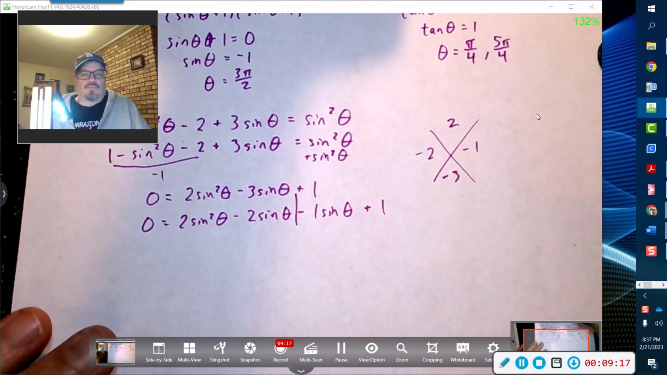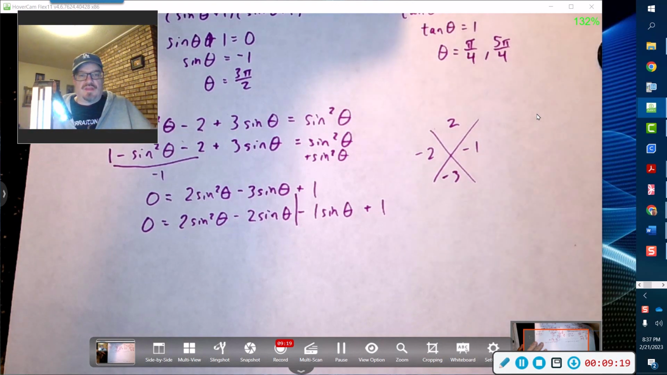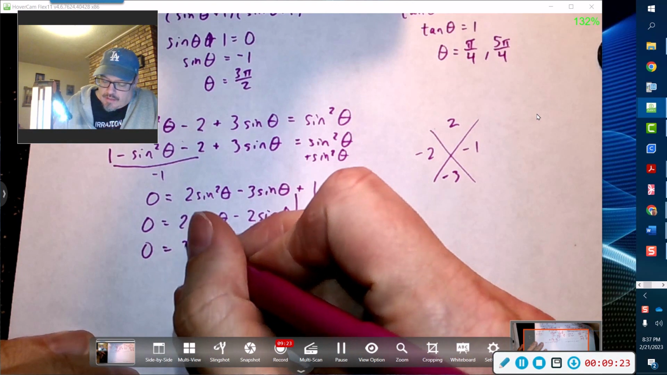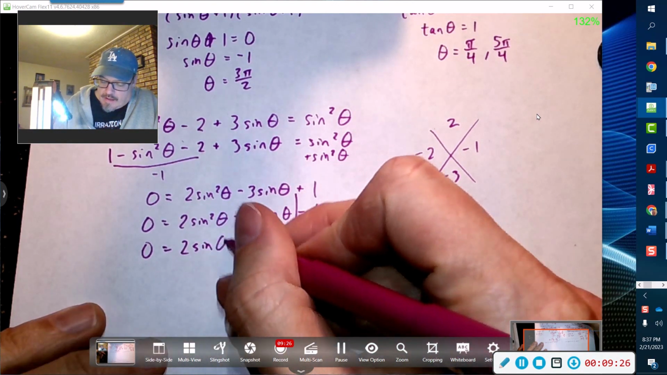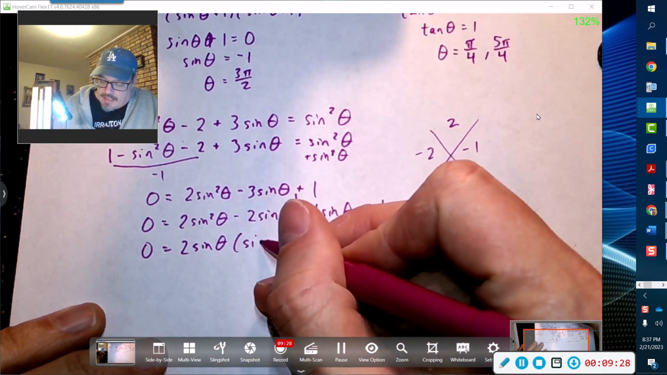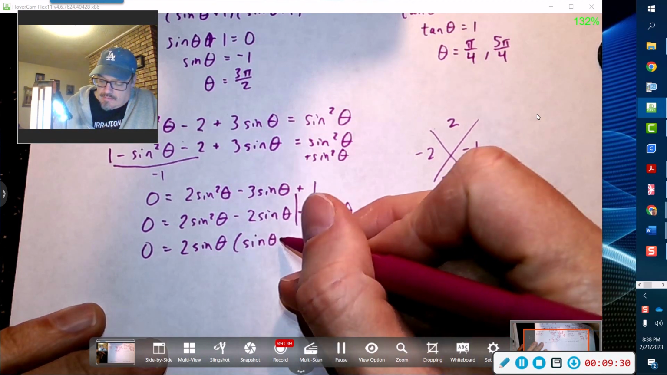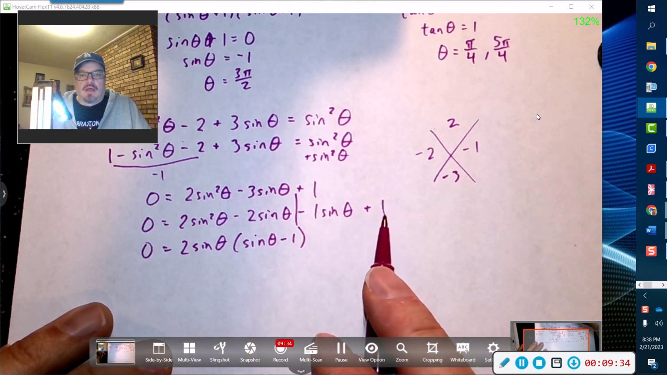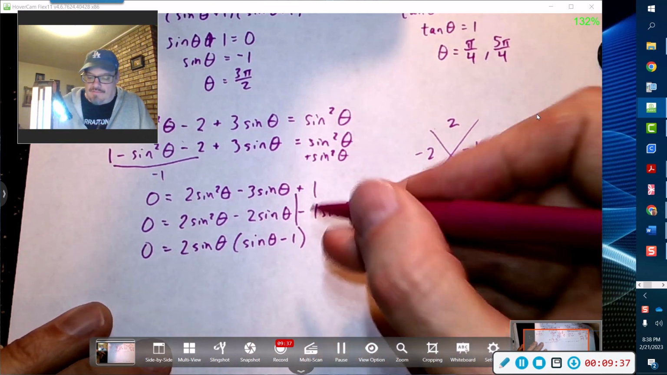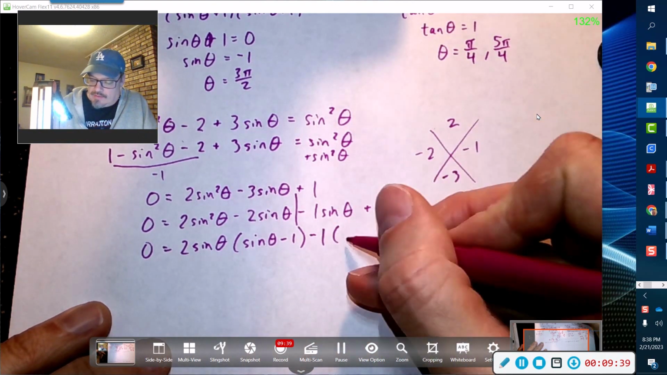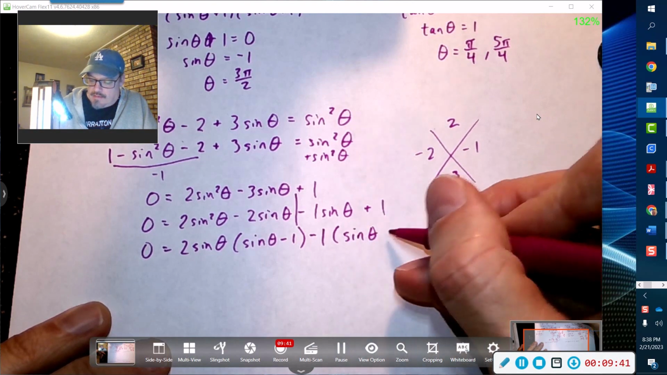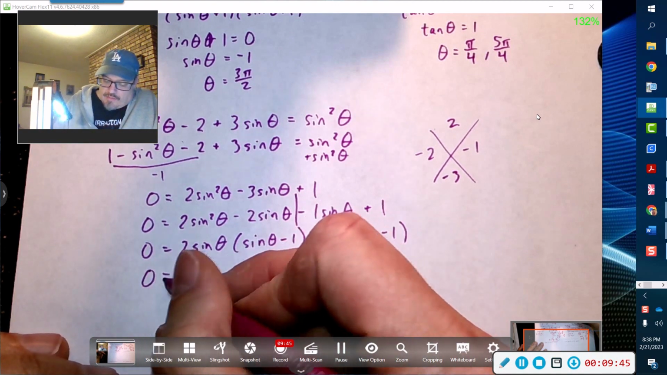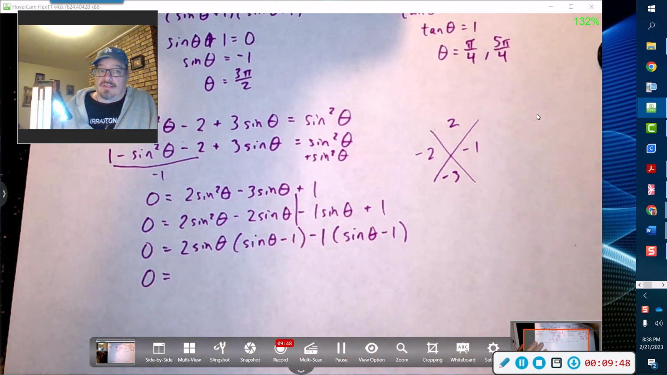All right, and this is the grouping part of the AC method. Here I can take out a 2 and a sine, and I will get sine minus 1. Over here, if I took out a negative sign, I would have this, that would become negative as well. So then I got a sine minus 1. That's exactly what I need. So I've got 0 equaling, now this is just quadratics now. This is the AC method.